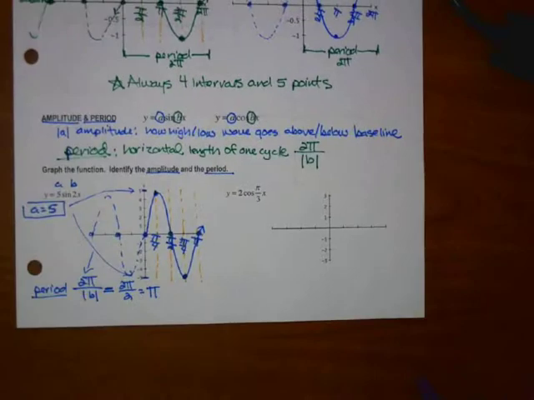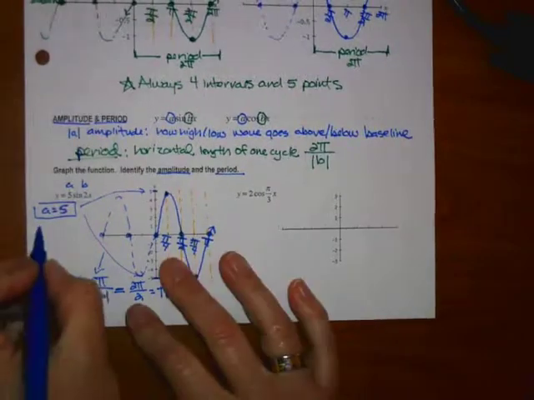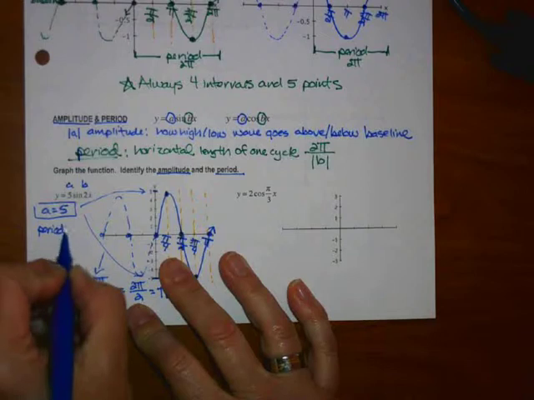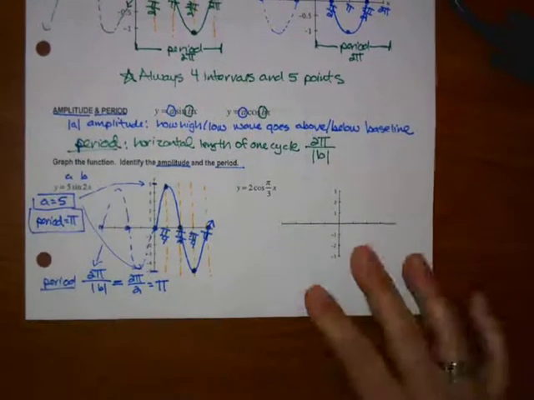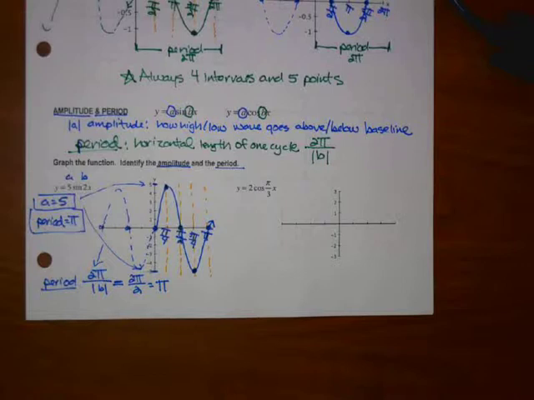We'll do a cosine. Oh, wait. Just to be clear, because I was told to identify the period, I'm going to write it back up here. Who told you to do that? Right here.